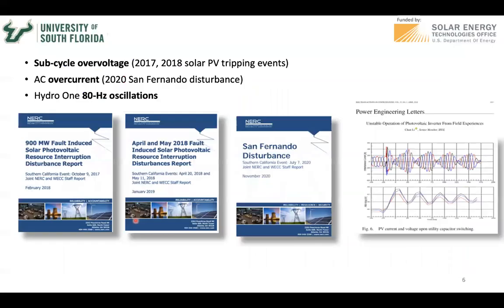Let's go to the second part, showing subcycle overvoltage, AC overcurrent, and Hydro One's 180 Hertz oscillations. All of those are real-world events. Subcycle overvoltage was the main cause of these two main events: the 2017 Canyon 2 event with solar tripping, and the 2018 solar tripping. AC overcurrent was the main cause of the San Fernando disturbance.